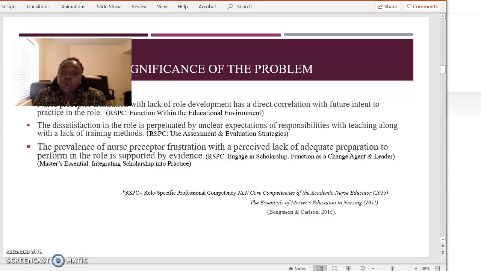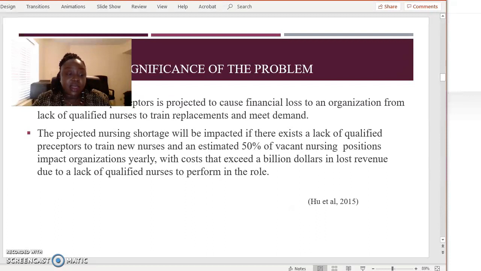Nurse preceptors also get frustrated because of the lack of role development. It has a direct correlation with future intent to practice. Because of this dissatisfaction in the role, some of them do not teach as they are expected to. The prevalence of nurse preceptor frustration with a lack of adequate preparation in the role is supported by the evidence. And this is where the 1-minute preceptor comes in, with the goal of helping preceptors have an evidence-based approach that will help them to teach as they are expected to.